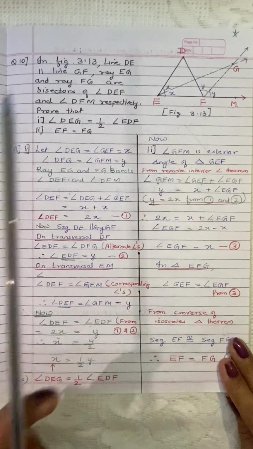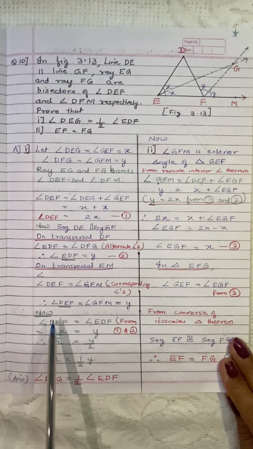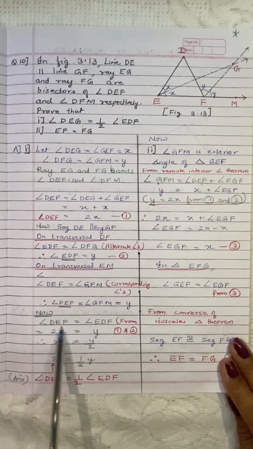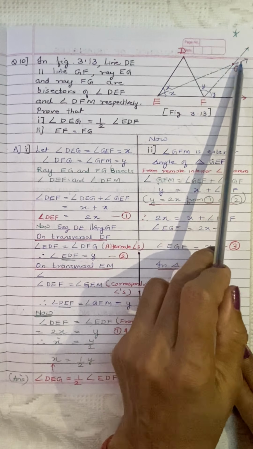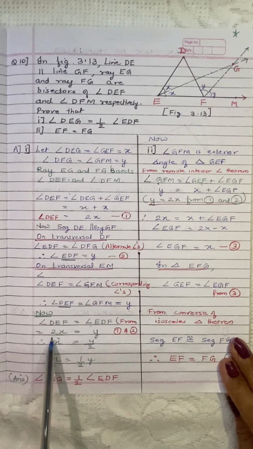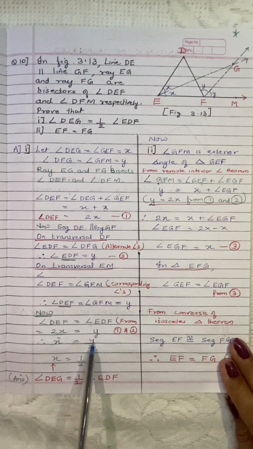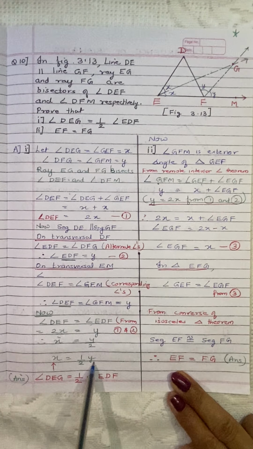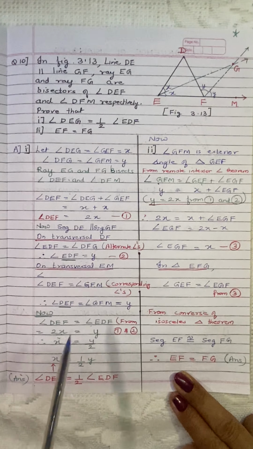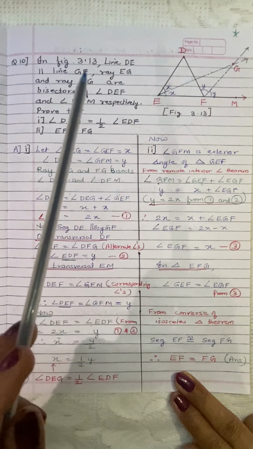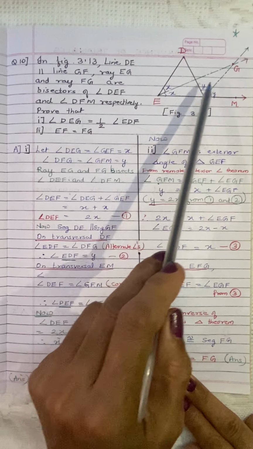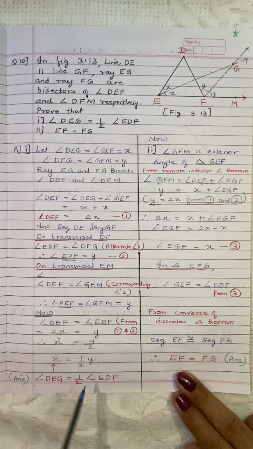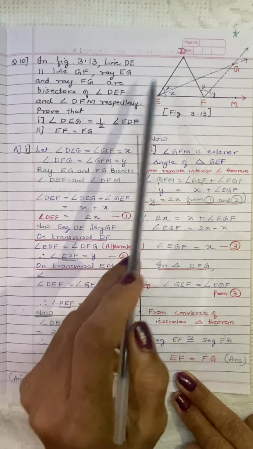From equation 2 we get DEF is 2x and GFM is y. So 2x is equal to y, x is equal to y upon 2, that is x is equal to half into y. So we have got angle DEG is equal to half of EDF. This is what we had to prove.